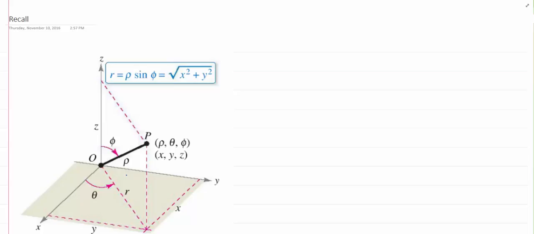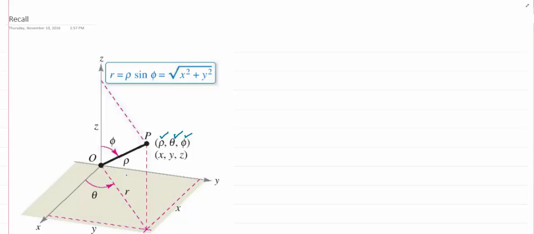Now, before we actually use spherical coordinates to set up a triple integral, we need to go back and review some basics about the spherical coordinate system. Now, remember, spherical coordinates consist of the rho, the theta, and the phi. And I want to real quickly just remind you what those are.